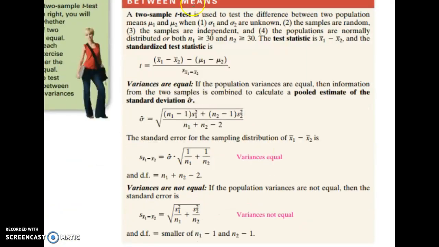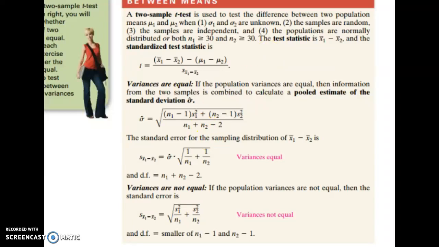And so looking at this little table here, if the variances are equal, our standard error is going to require this formula here, which has this long computation times that square root. But if the variances are not equal, then we use this formula for the standard error. And so make sure you're using the right one.